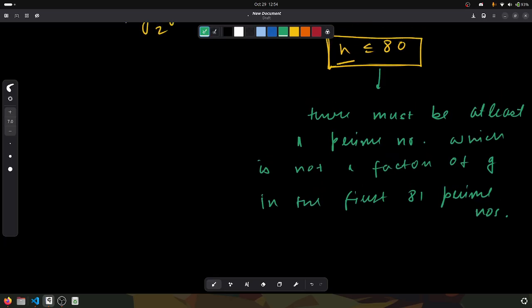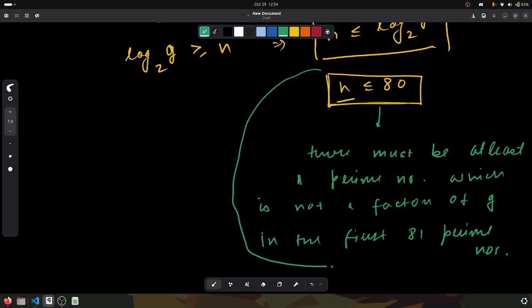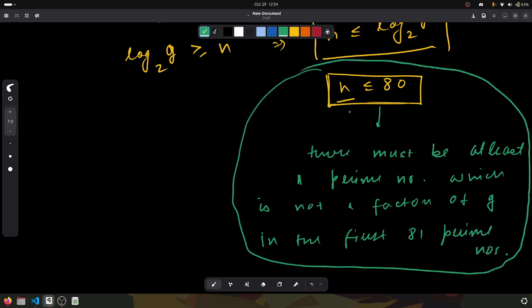So basically what I am saying is, in the first 81 prime numbers we will always find the answer, because the total number of different prime factors of G is less than or equal to 80. And since the number of prime factors is less than or equal to 80, out of 81 different prime numbers, at least one must not be present here. And since we need to find the smallest prime that is not a factor here, that will solve the question. So we only need to check the first few prime numbers and we will find the answer there.